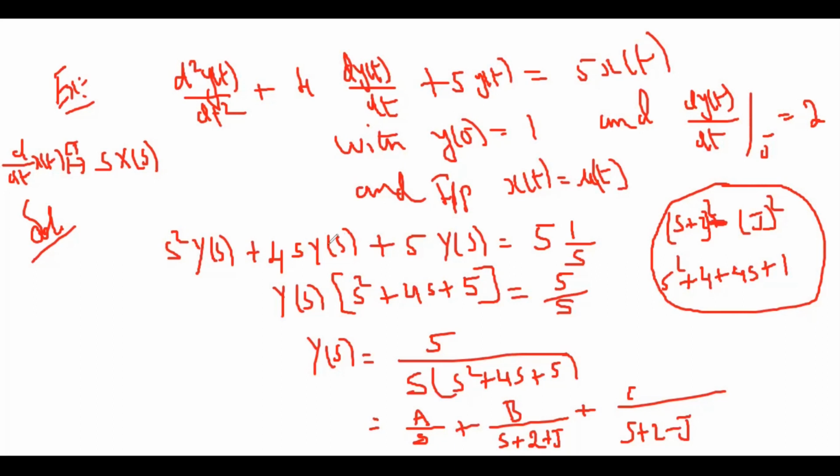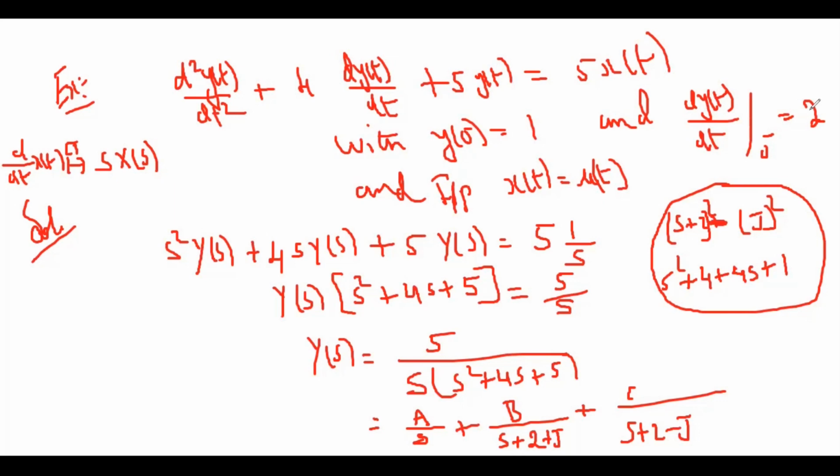And here also, s into Y of s minus y of 0 minus. Okay. In that case, it is useful. Otherwise, we can directly apply the bilateral Laplace transformation, with no need of using the initial values. If it is unilateral, then definitely we can substitute y of 0 is 1 and dy of t by dt is equal to 2.